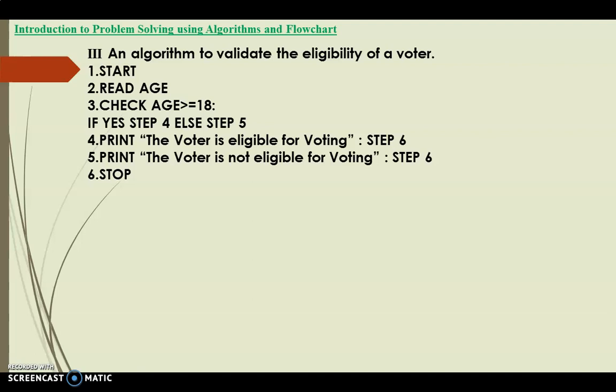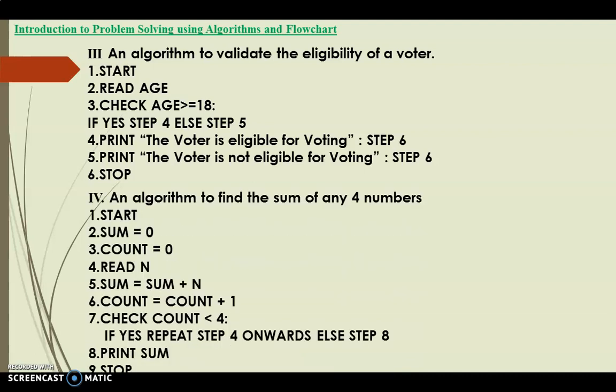It is not executing. The same way, if a voter's age is lesser than 18, it goes directly to step 5. That means step 4 is omitted, exempted from execution. So after printing step 5, it goes to step 6. That means some part of the instructions are not working, some part of the instructions are working. That is purely based on the conditions, right? So we are calling it a selection statement, right?